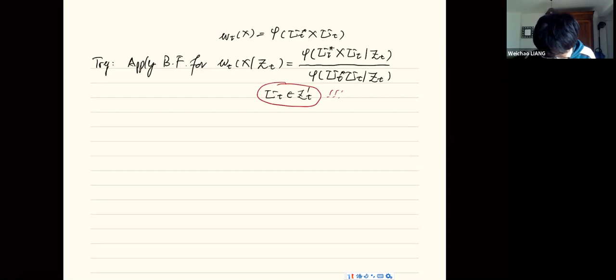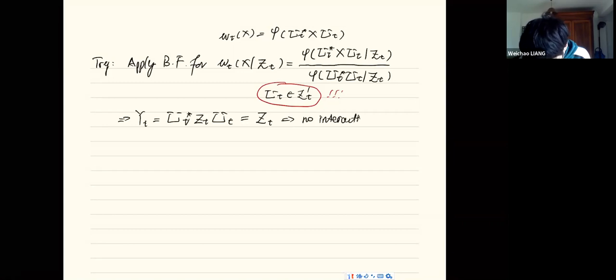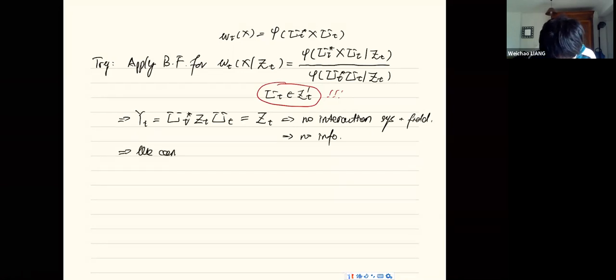We just need to pay attention to this choice, because if our ut is in this commutant, which means the observation process yt, here's the definition of observation process, the zt is always the input noise. If the ut belongs to the commutant of zt, the observation process is exactly the input noise, which means there's no interaction between the system and the field, which means we have no information. So we cannot obtain the best estimation based on the observation process. So it's not a good choice, which means we cannot use the ut as the change of state operator.